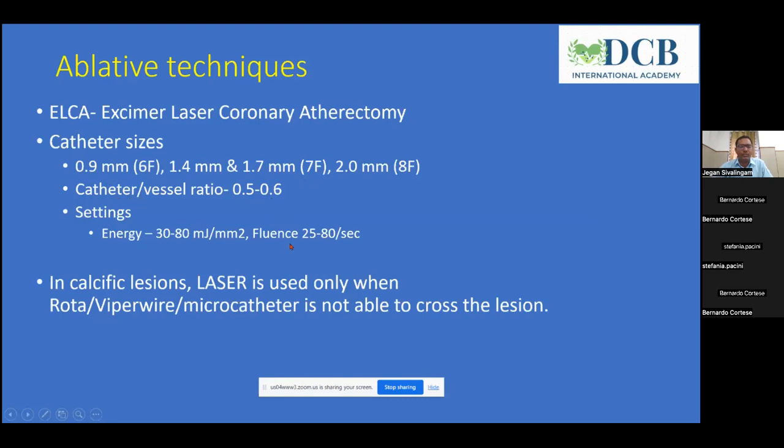There are two settings which we need to be aware of. That is the energy, how strong the laser is emitted, 30 to 80 millijoules per millimeter square, and the pulse rate, 25 to 80 per second. Laser is used only when the microcatheter or wire is not able to cross the lesion.